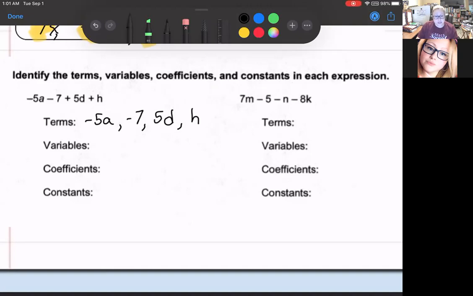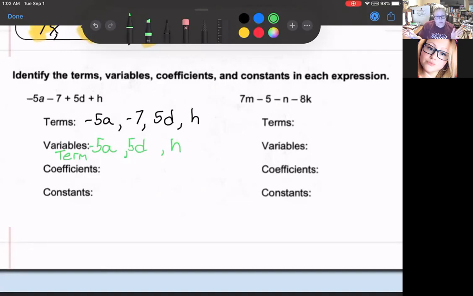So what letters do you see? Well, I see an A. I see a D. And I see an H. So those are our variables. Now, if we were to say what are our variable terms, with that A would be a negative 5. With that D would be a 5D.